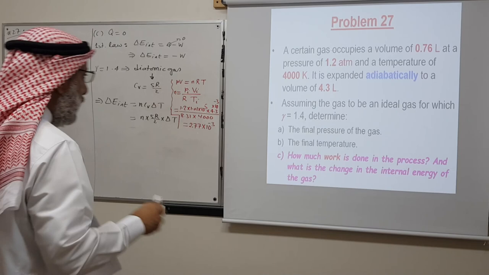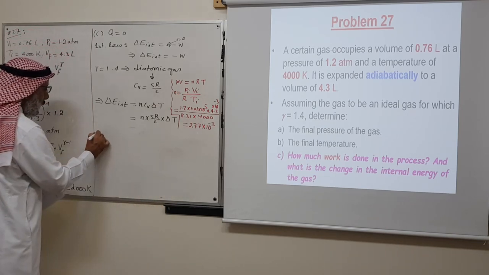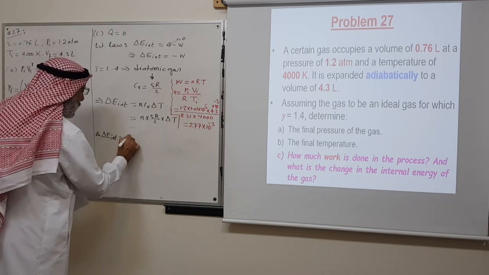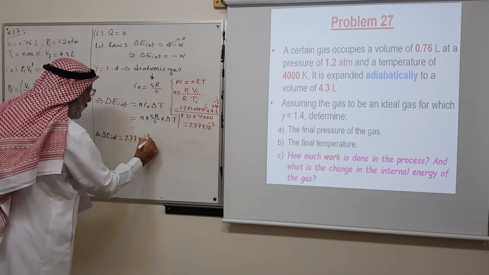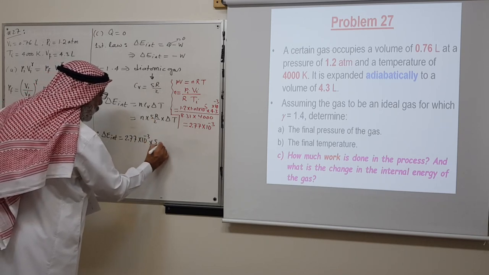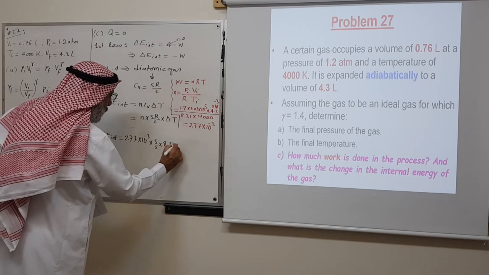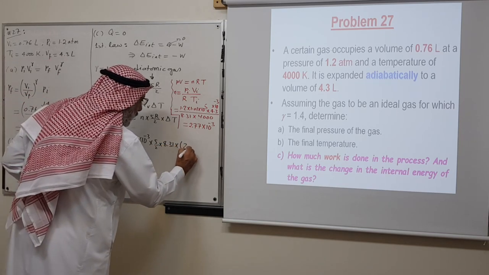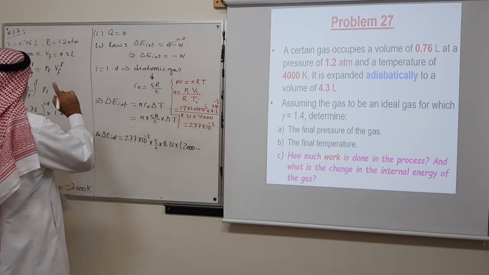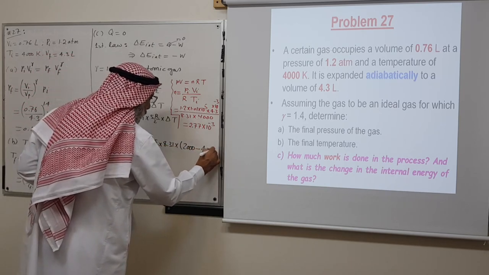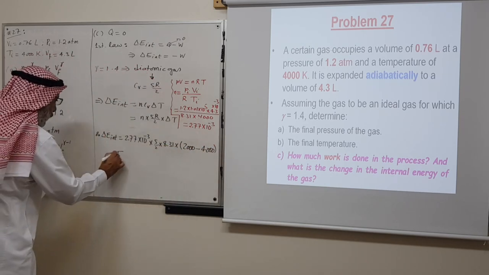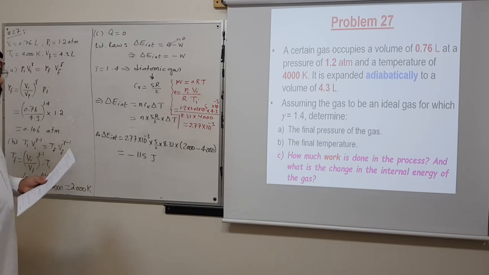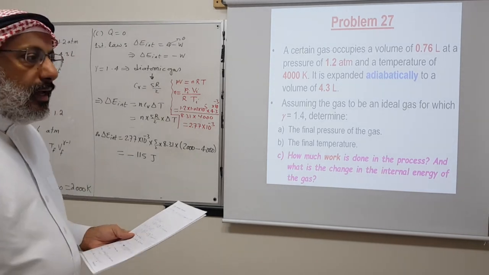So now I can calculate what is delta E. Delta E internal is equal to n, 2.77 times 10 to the minus 3, times 5 over 2 times R, 8.31, times delta T. T final, 2000. T initial, 4000. So this will give me a value of minus, because of this, 115 joules. That is the change of the internal energy of the gas in this process.